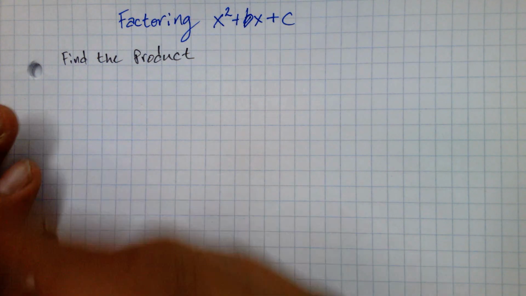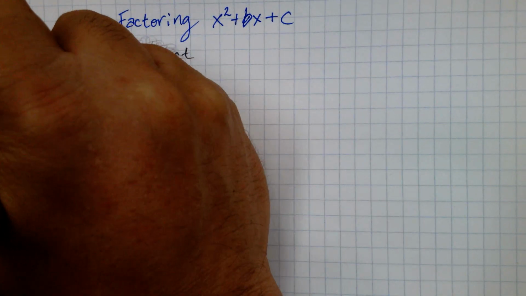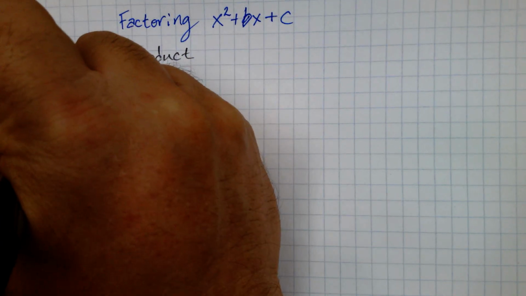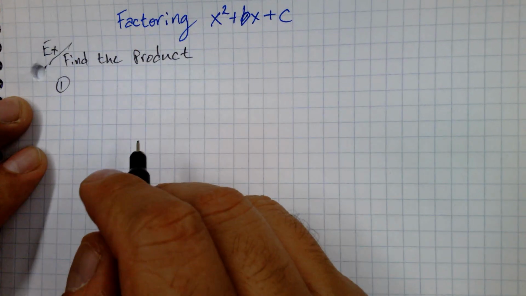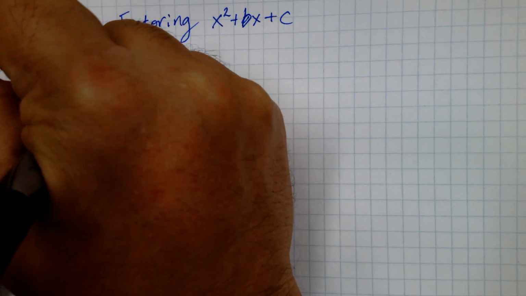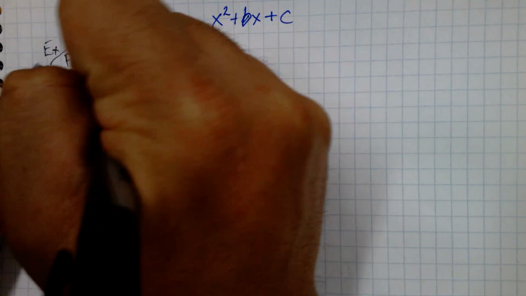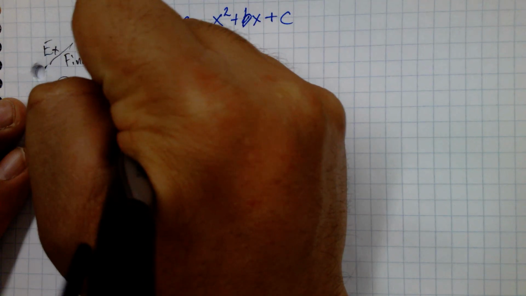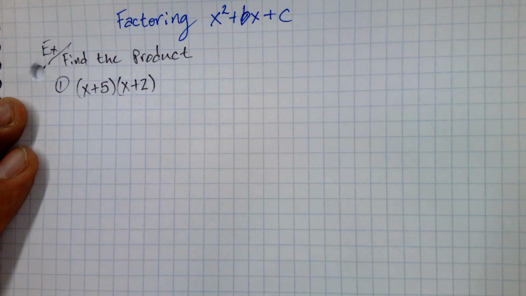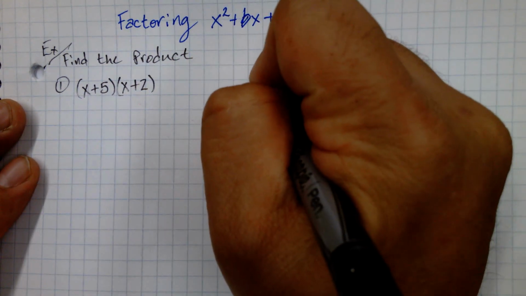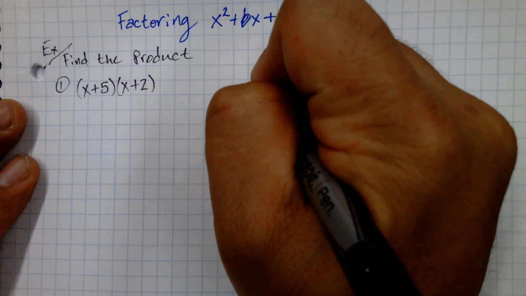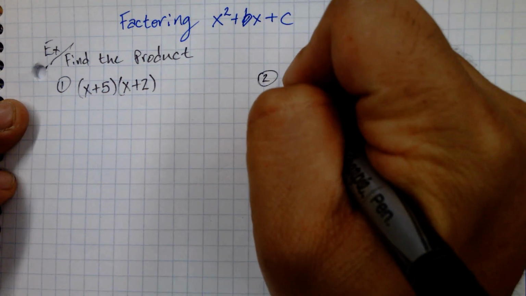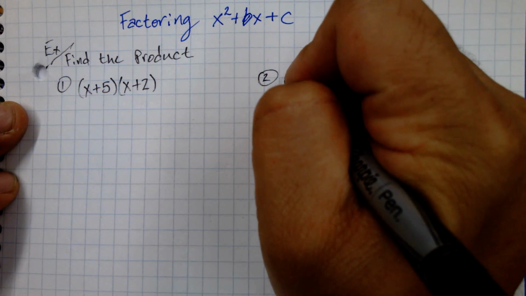Okay, so let's find the product of the following. Make these a couple of examples. Let's do x plus 5 times x plus 2. And number 2, I'll give you another one. X plus 7 times x minus 3.